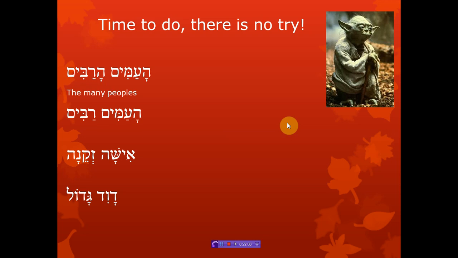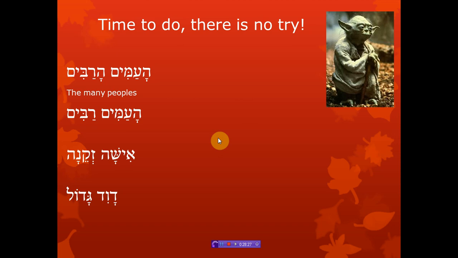Let's look at the next example. Ha'amim rabim. Okay, very, very similar to the one that we just looked at. Very similar indeed. The one difference being there is no definite article on rabim, right? So what this tells us, since there is a definite article on ha'amim, this tells us, in no uncertain terms, we are working here with a predicate adjective.